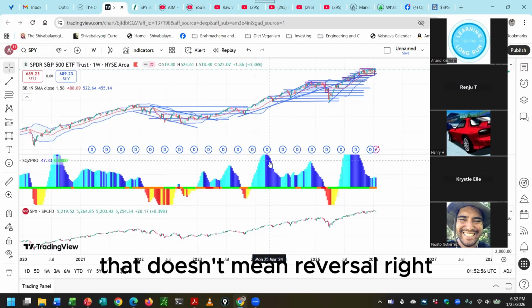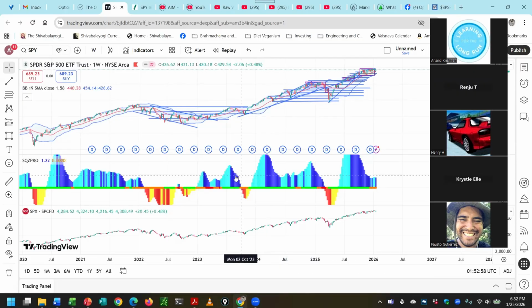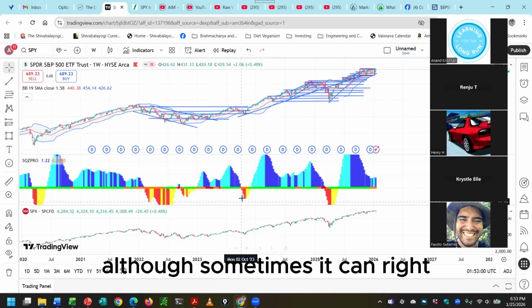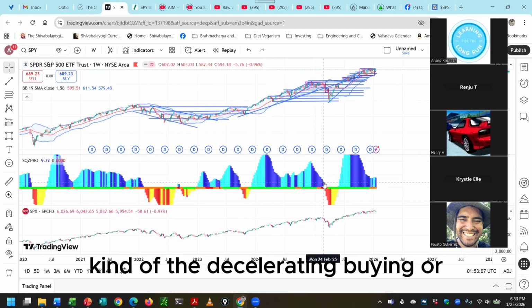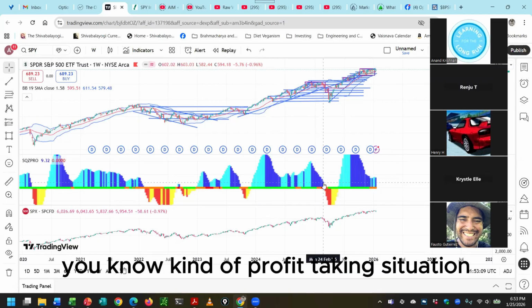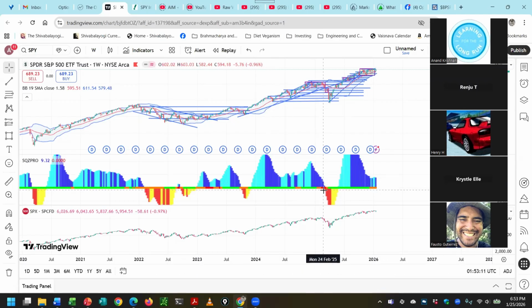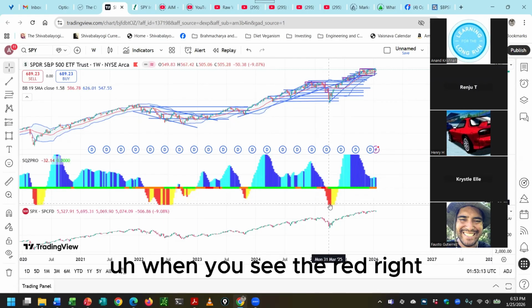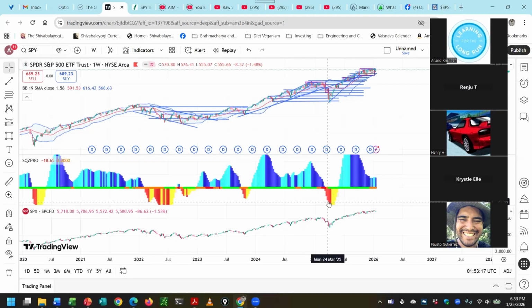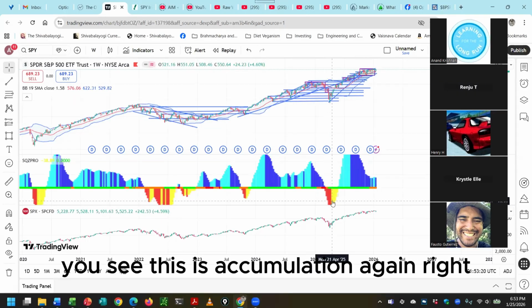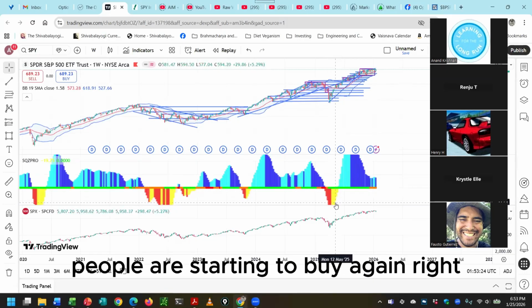Again, that doesn't mean reversal, although sometimes it can. That means kind of decelerating buying or a profit taking situation. When you see the red, that means selling is accelerating. That means even the big guys are selling. And then when you see the yellow, this is accumulation again. People are starting to buy again.